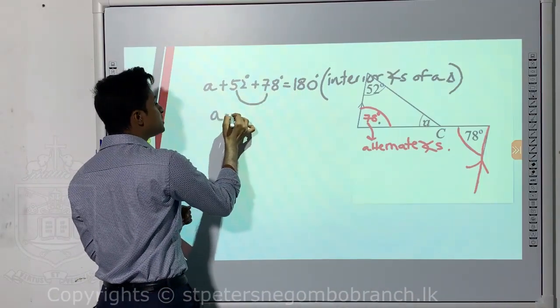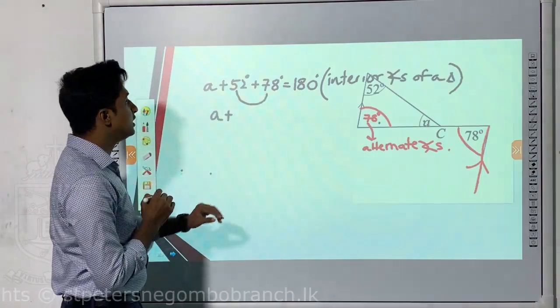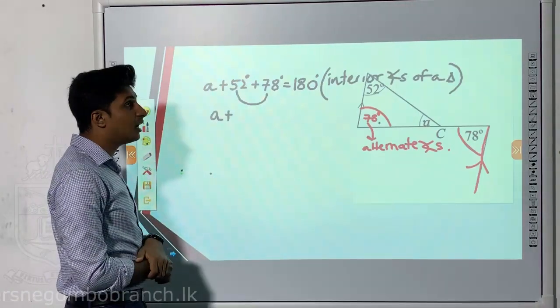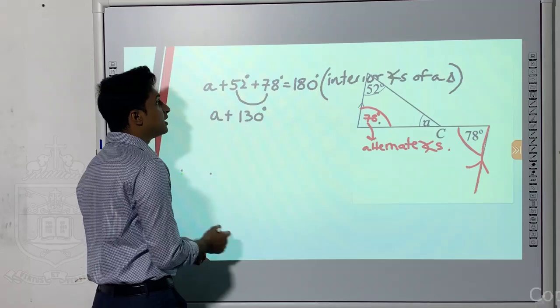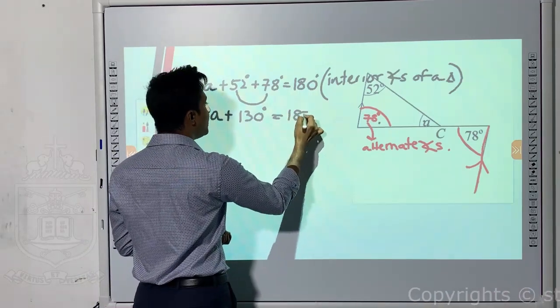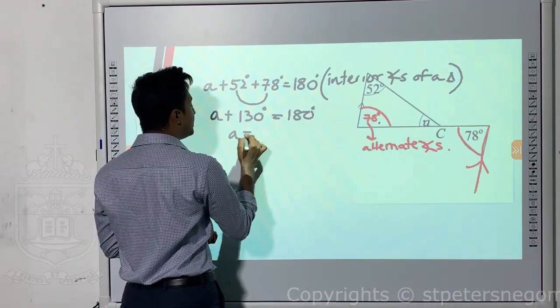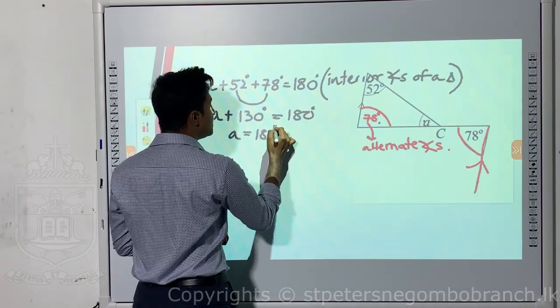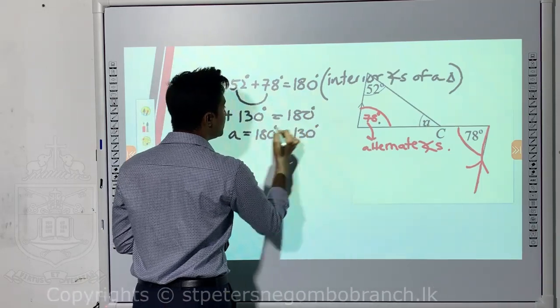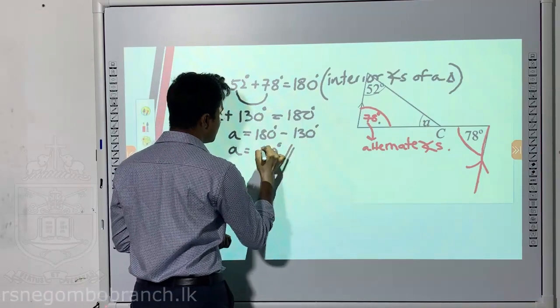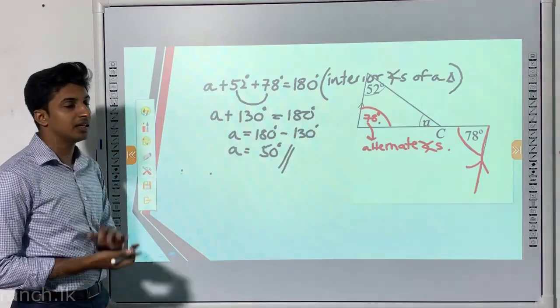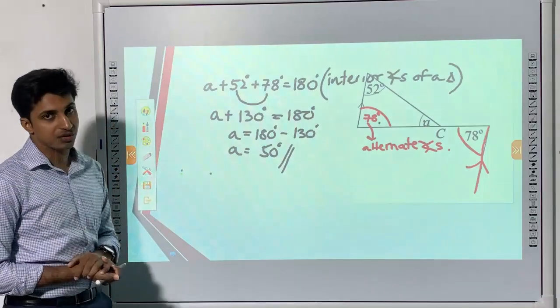So A plus 52 plus 78 is going to be 130, right? 130 equals 180. Then A value will be equal to 180 minus 130. That is going to be 50 degrees. That is the answer of the A value.